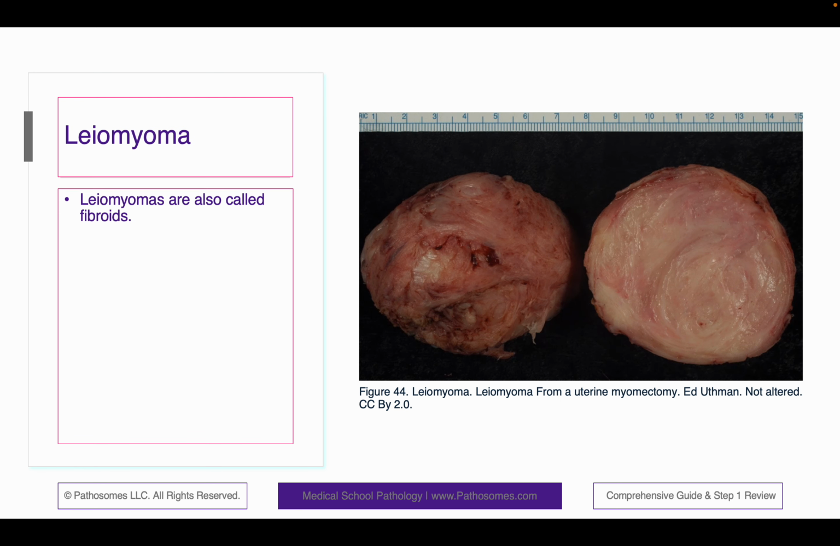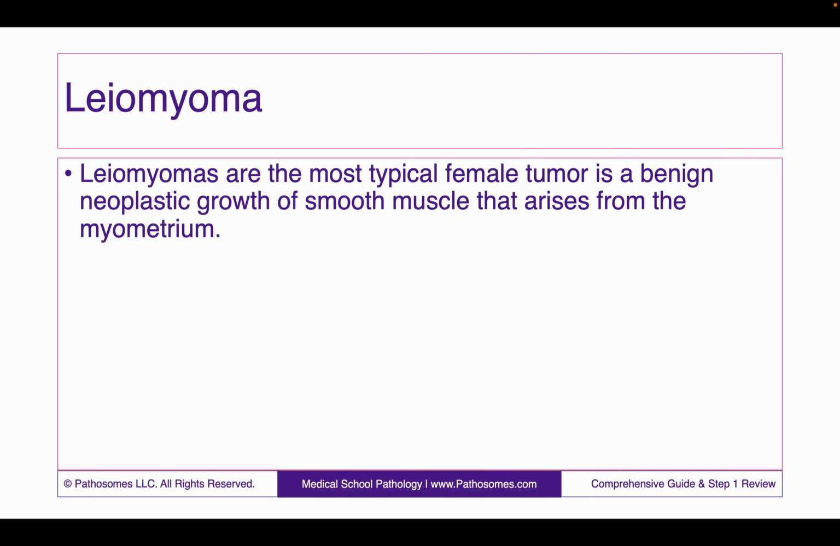Now, something that is high yield, leiomyomas. You will definitely be asked about this. Leiomyomas are also called fibroids. As you can see to the right, they are somewhat protuberant and bulbous, very bland looking. Leiomyomas are the most typical female tumor, tend to be benign neoplastic growths of smooth muscle that arise from the myometrium.